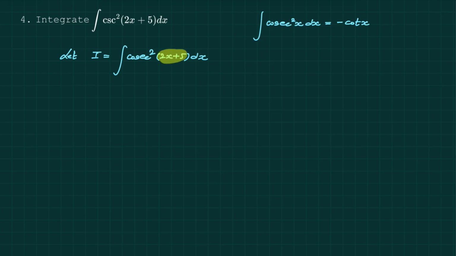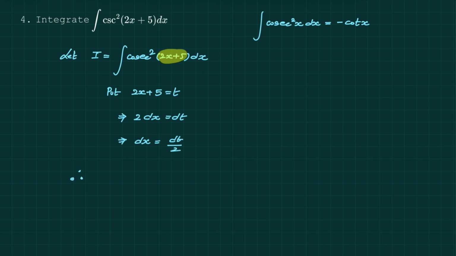Assuming 2x plus 5 as t, and differentiating both sides with respect to x, we will have 2, and d/dx of t is dt over dx. On cross multiplying, let us bring dx here only. So the value of dx equals dt over 2.